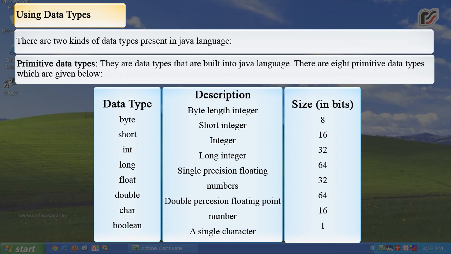Byte. Byte length integer, 8. Short. Short integer, 16. Int. Integer, 32. Long. Long integer, 64. Float. Single precision floating point number, 32. Double. Double precision floating point number, 64. Char. Character, 16. Boolean. 1.